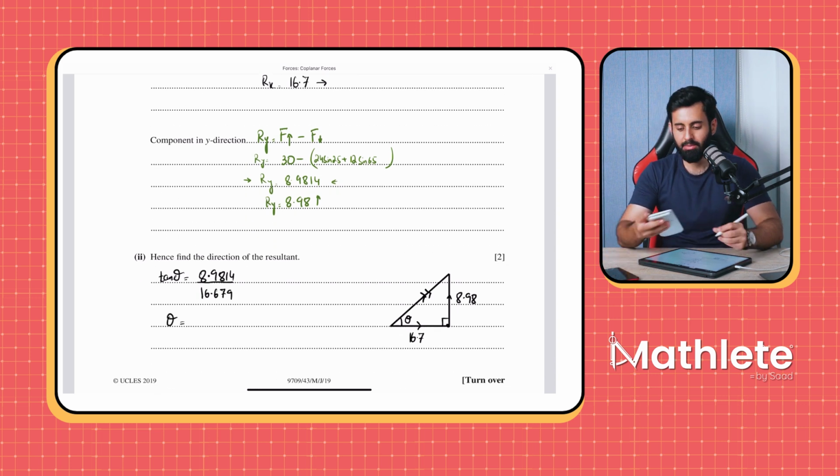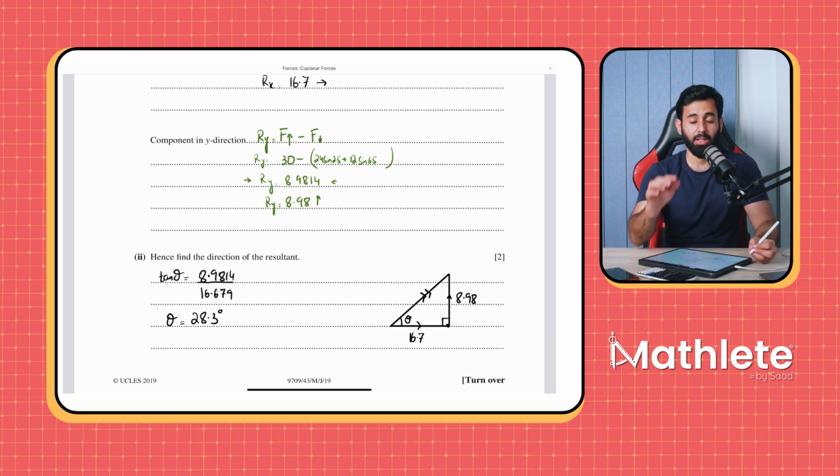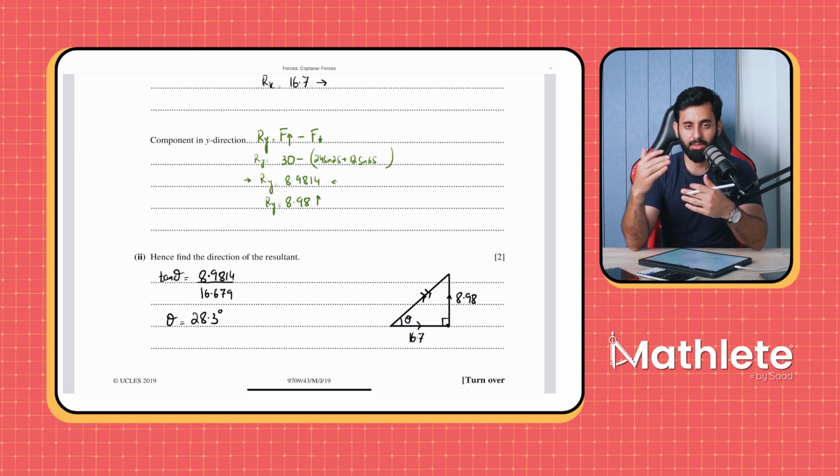And then in order to find theta, we will take tan inverse of it. So tan inverse of 8.9814 divided by 16.679. So we're looking at 28.3, which is the correct answer. But if you leave it at that, chances are that you will only get 1 mark, because whenever you're writing down the direction, it has to be with reference to a certain force. So 28.3, if we leave it like that, we're not going to get full marks because we don't know, is it 28.3 from the horizontal, or is it a bearing? You can either write the bearing, and if you're writing the bearing, make sure that you mention that this is the bearing.